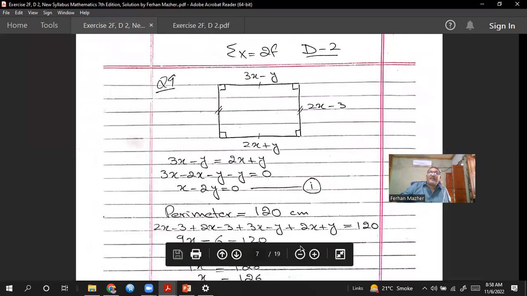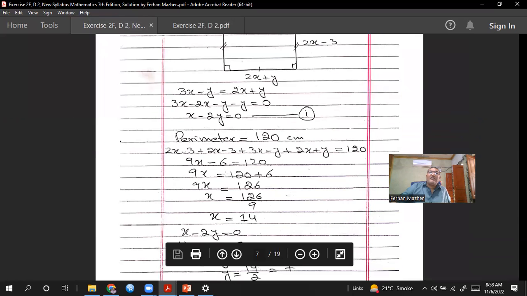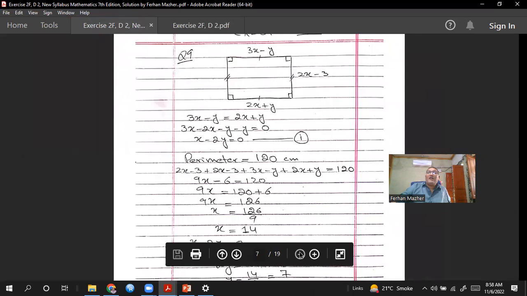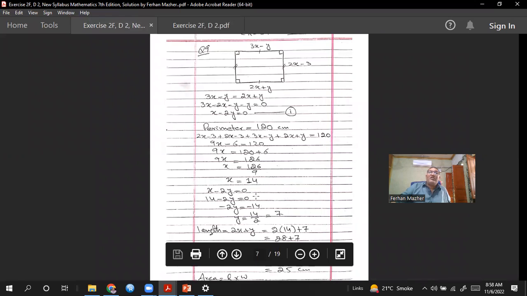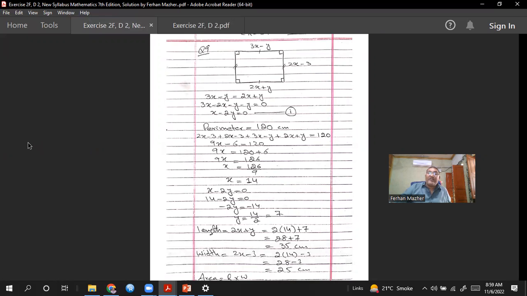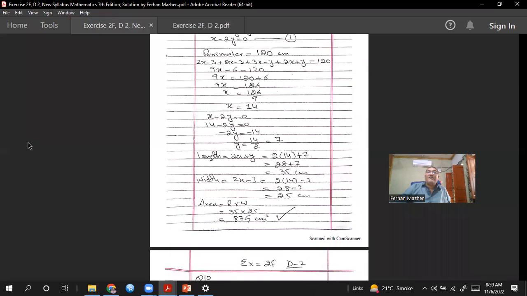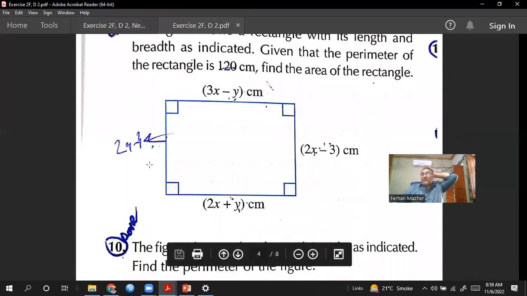So let me reduce the size. So question number 9 is showing up on your screen. You can pause the video and you can take your time with this solution, I mean.